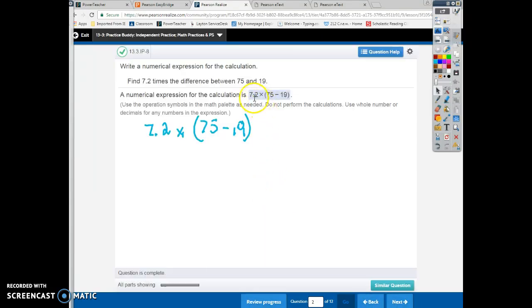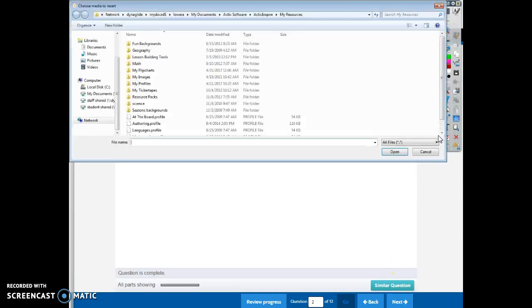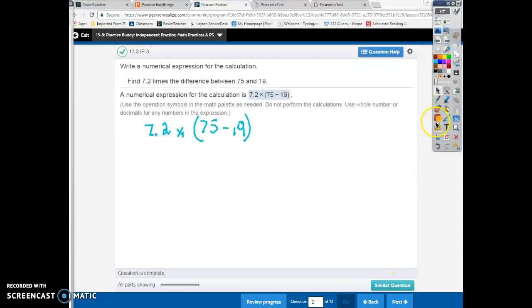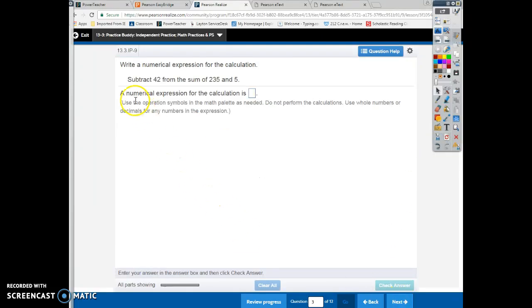Now there is a property in math called the commutative property of multiplication that should allow me to do 75 minus 19 first and then times it by 7.2. So either one of those should give you the correct answer. Whoops, don't want to do that. I hit the wrong button. Let's erase and let's move on.